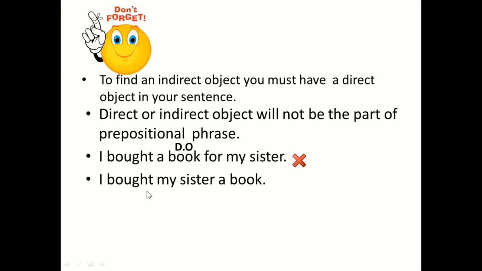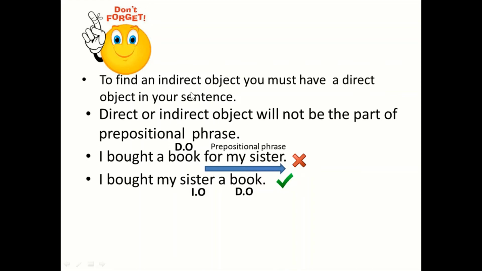Check out the other sentence. I bought my sister a book. I bought what? A book. Direct object. For whom? My sister. Indirect object. Correct. Why? Both of the sentences are the same, but here my sister is an indirect object, but in the above it is not. The reason is that for my sister is a prepositional phrase, and my sister in this phrase is an object of preposition.